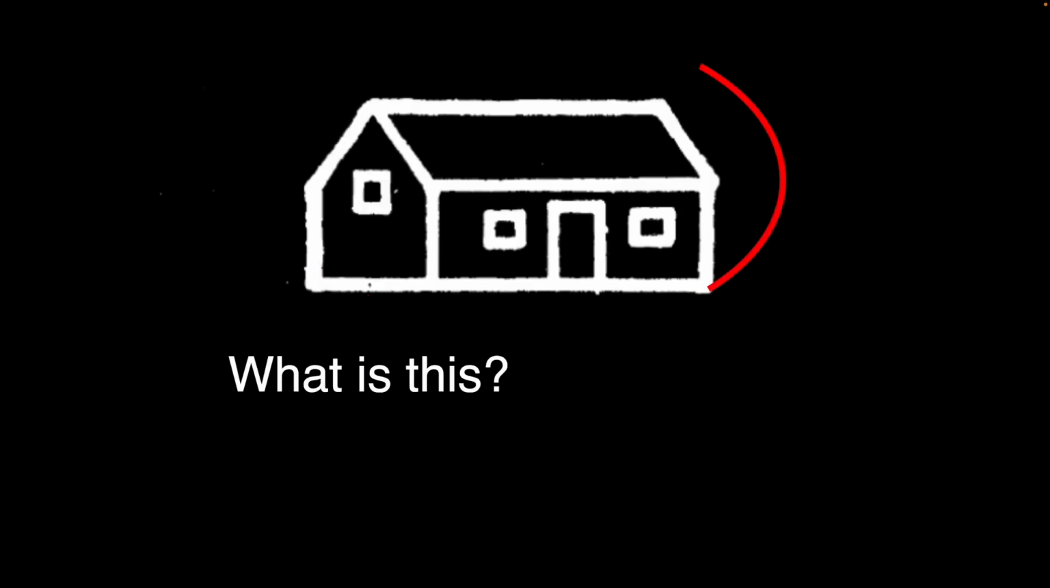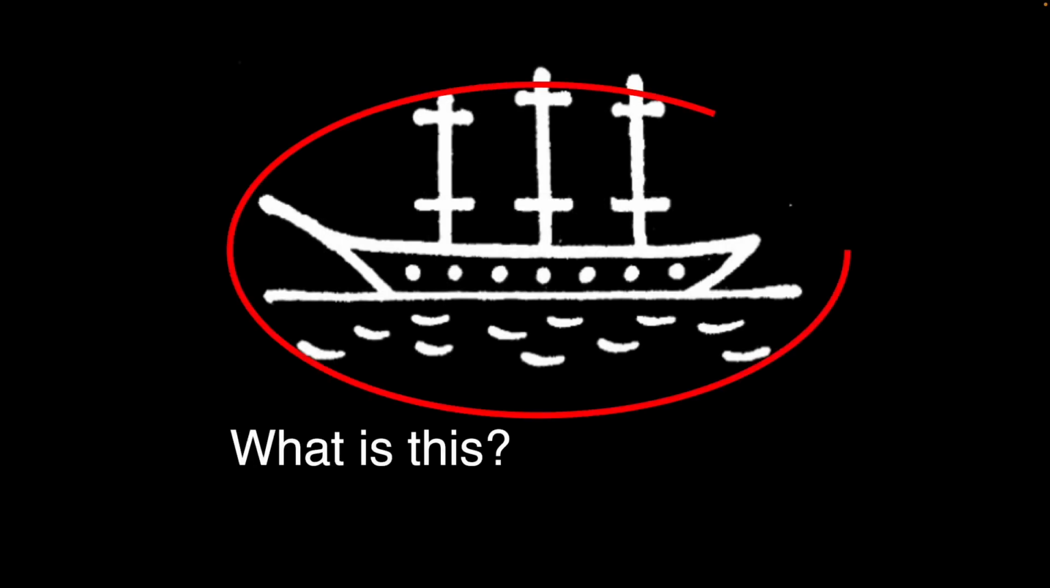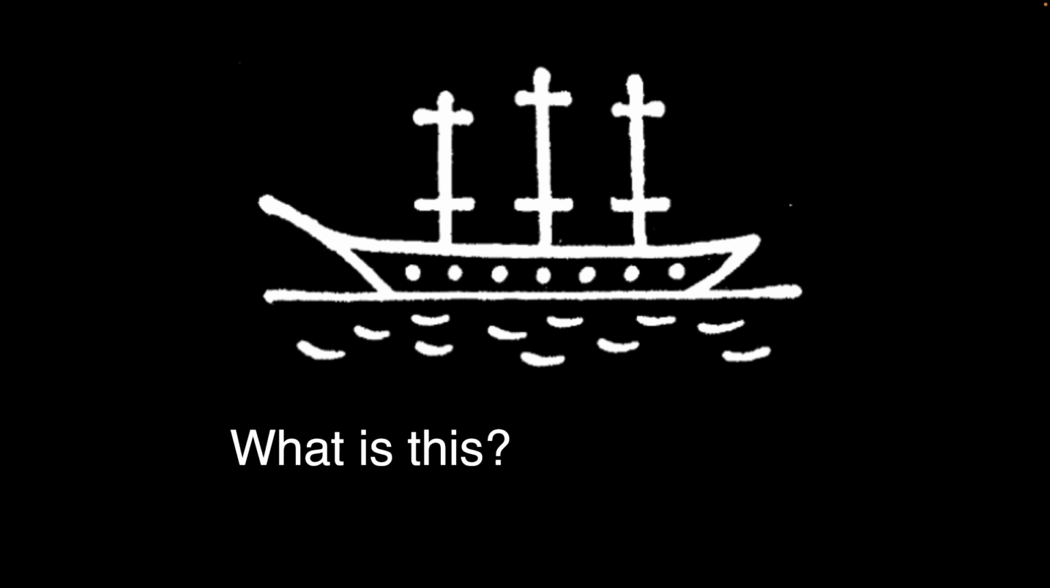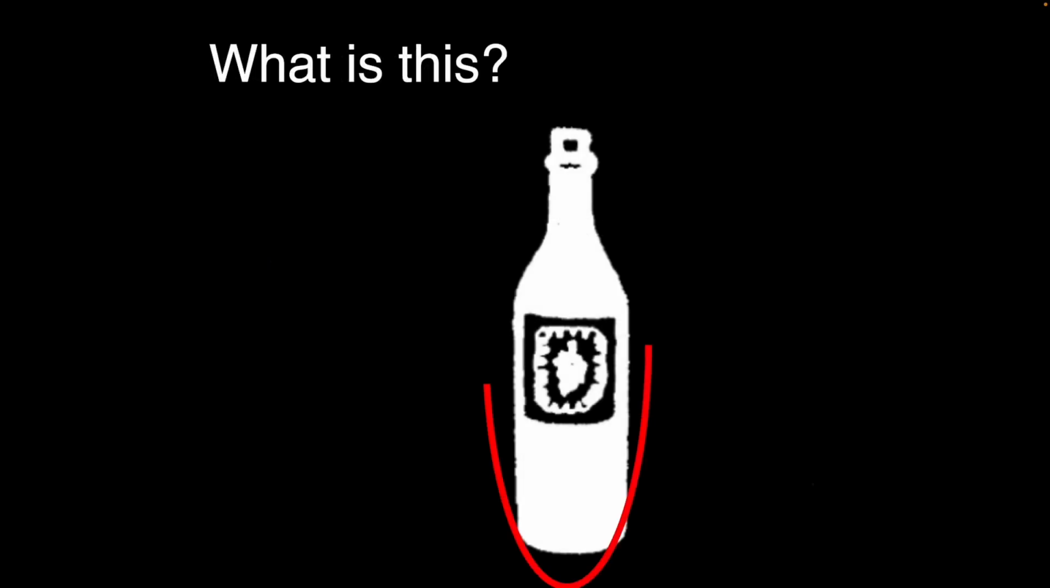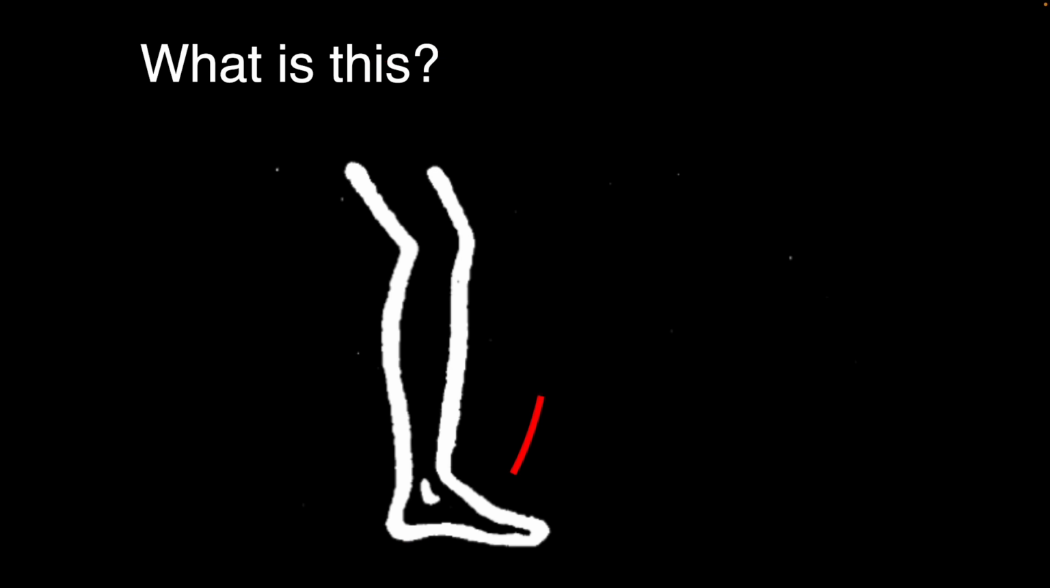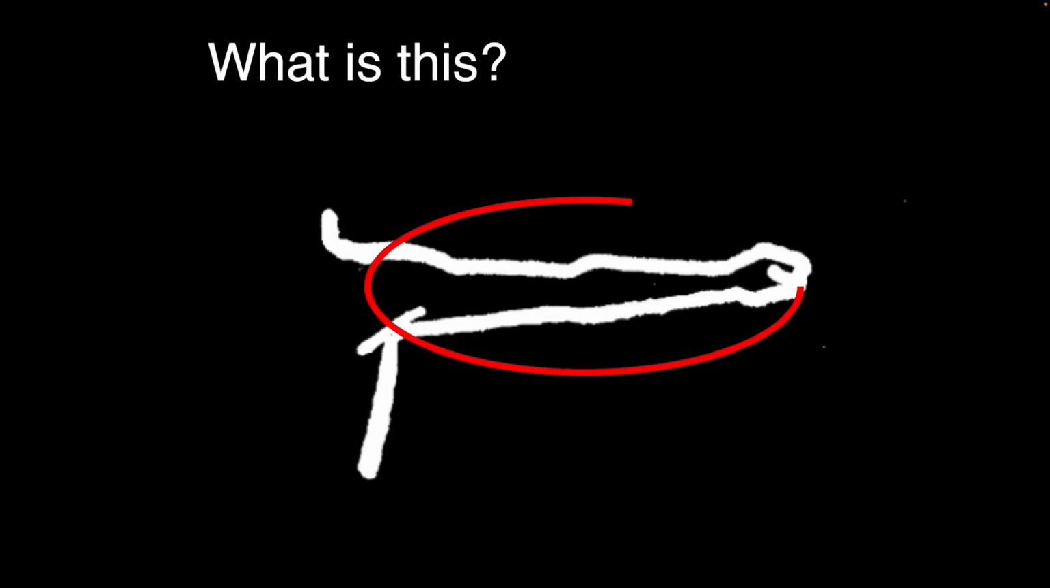What is this? It is a house. What is this? It is a boat on the water. What is this? It is a table. What is this? It is a bottle. What is this? It is a leg. What is this? It is an arm.